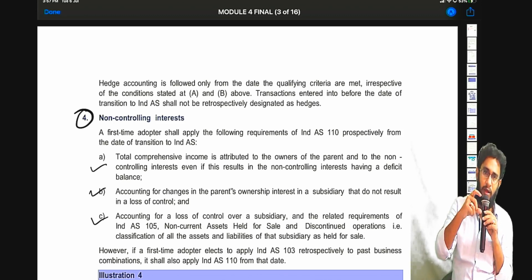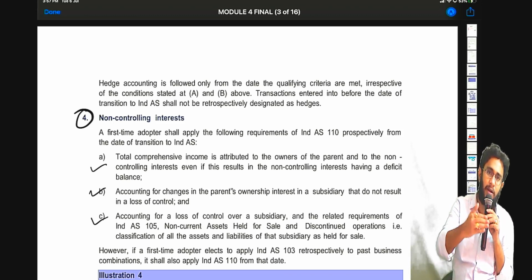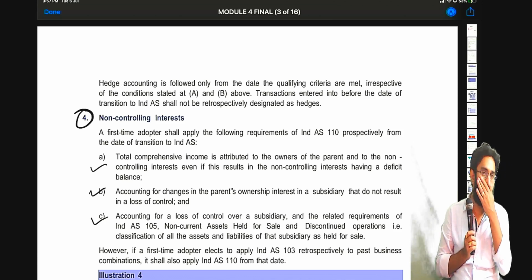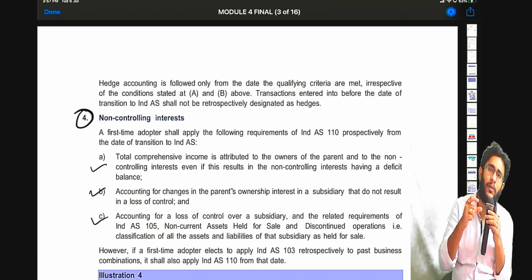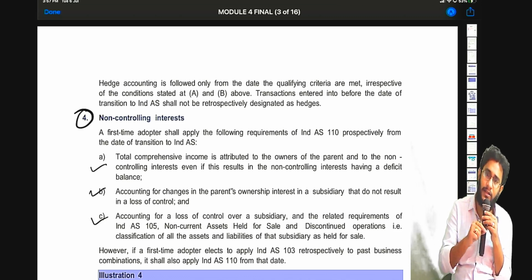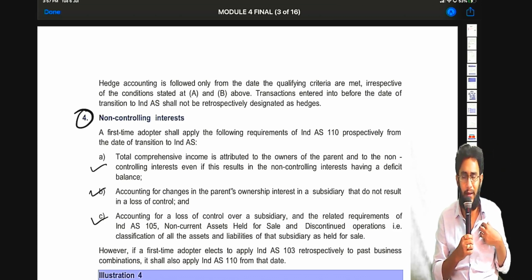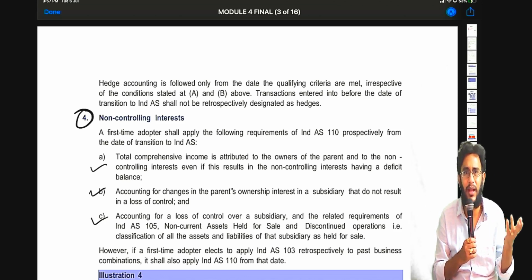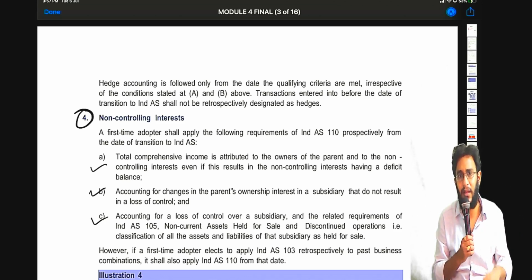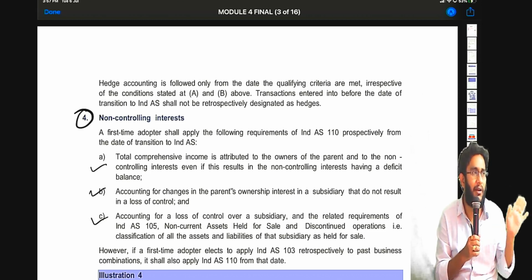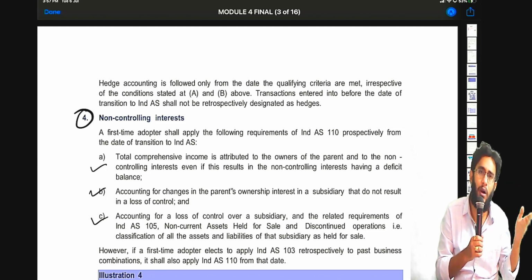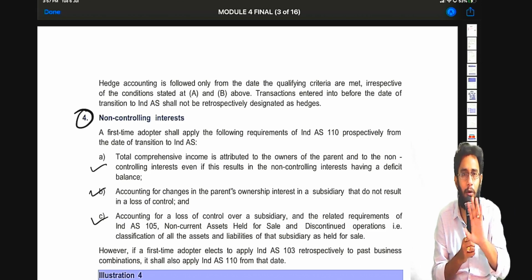These two accountings should be done only prospectively. That means, whatever Ind AS 110 principles we studied in case of sale of shares in a subsidiary, if that happens in our entity, in AS, whatever accounting has been done, keep it like that. Hereafter, if something happens, then you apply Ind AS 110. Whatever is already accounted under old accounting standards, let it be. Don't touch that. These are two points. There is one more case.